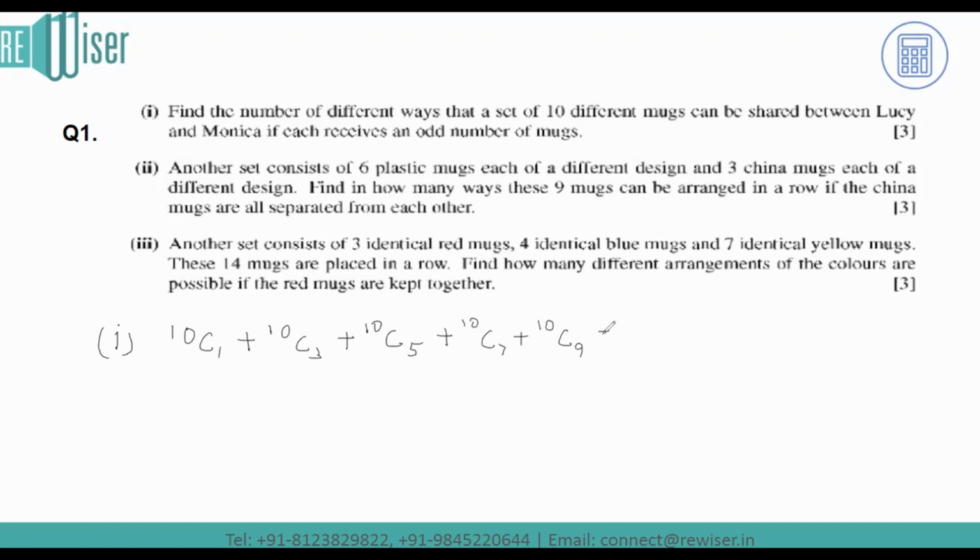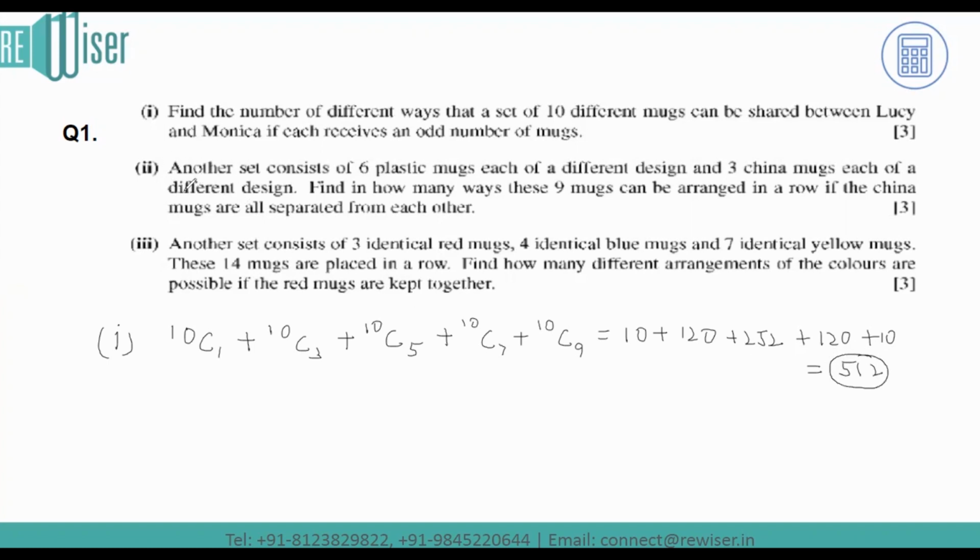10C9. If I write down the values of these combinations, 10C1 is 10, 10C3 is 120, 10C5 is 252. Again, the value for 10C7 is the same as 10C3, so that is 120, and 10C9 is 10 again. If I add all of this, I'll get 512. That's my final answer for part 1.